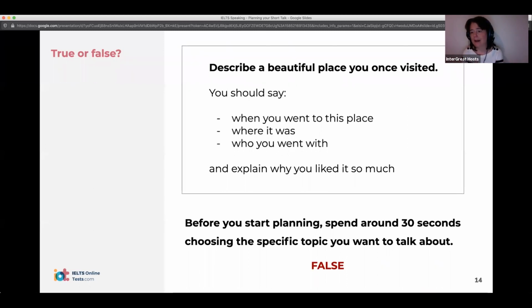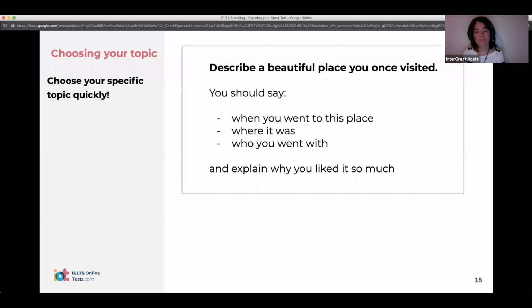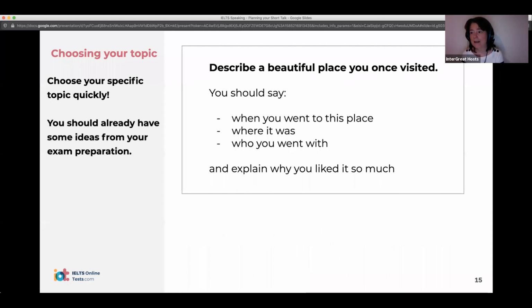So when you do your planning, you have 1 minute. You can't spend a lot of time deciding what you're going to talk about. You really need to have an idea right at the beginning. And then you can spend the minute talking about it. Yes, of course, Harsh, smile, give gestures, try and be as natural as possible. All right. So yes, choose your topic very quickly. Again, there are some very typical topics that come up in part 2, like places, people. If you can have some ideas of what to talk about before you start, that means that you're going to be able to talk about it much more quickly. Okay.